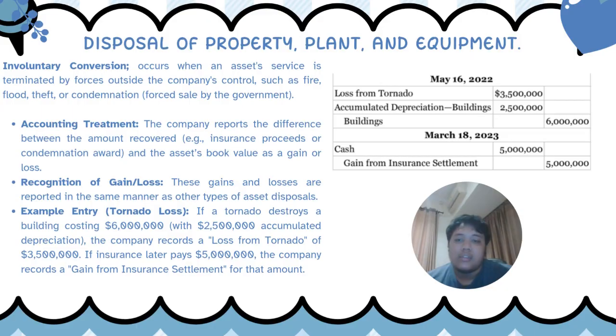Lastly is the example case of this involuntary conversion, where if a tornado destroys a building costing 6 million with $2.5 million accumulated depreciation, the company records a loss from tornado of $3.5 million. And if the insurance later pays, it is recorded as a gain from insurance settlement.